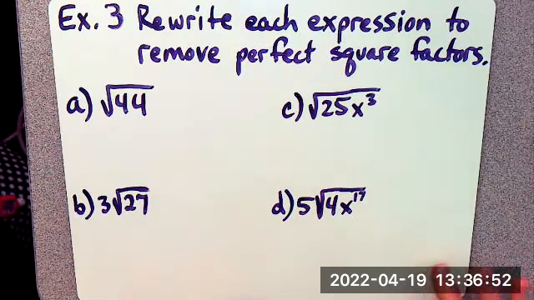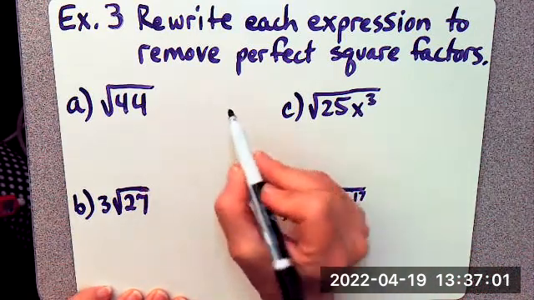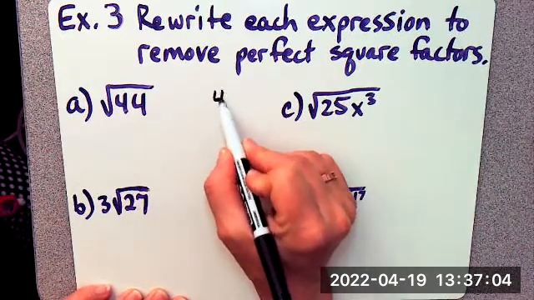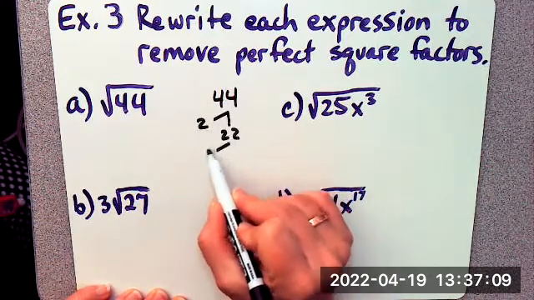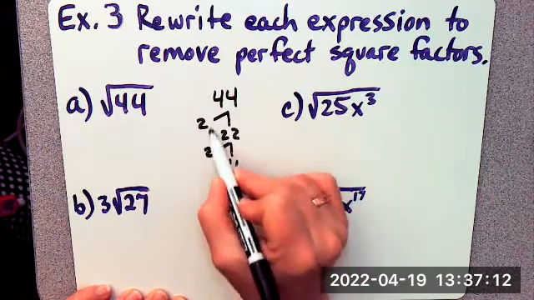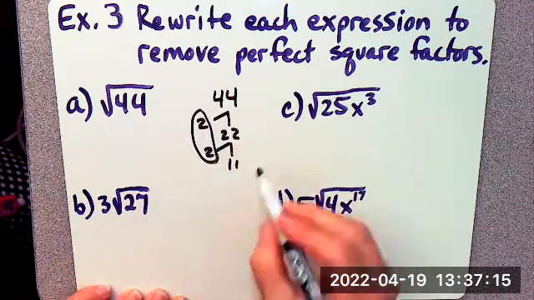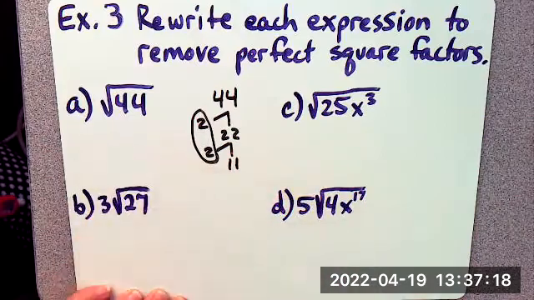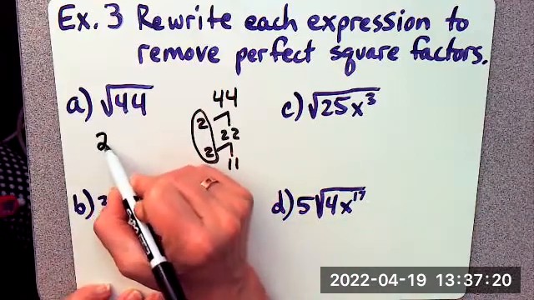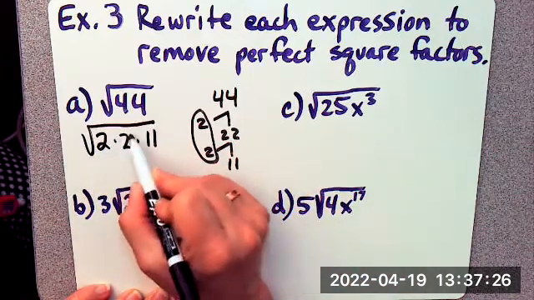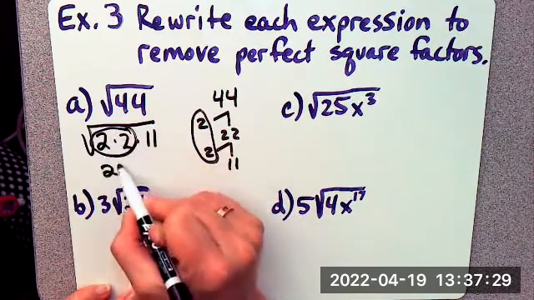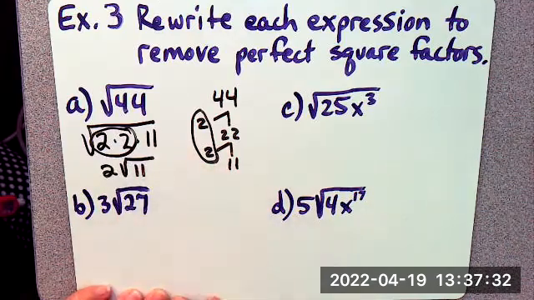All right, so let's rewrite each of these expressions to remove perfect square factors like we did with 72. If we look at 44 and we take the prime factors out, we have 2, 22, we have 2, and we have 11. So we have a pair of 2's here that can leave the square root house. The 11 would be alone, so it would stay home. So this would be the square root of 2 times 2 times 11. So the 2's leave, so we have 2 square root 11.